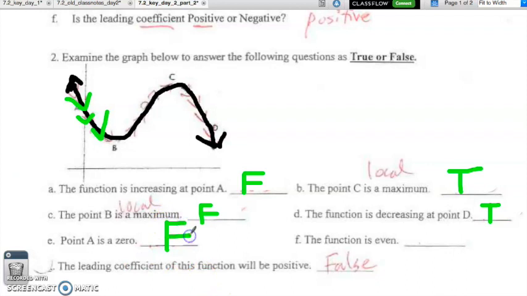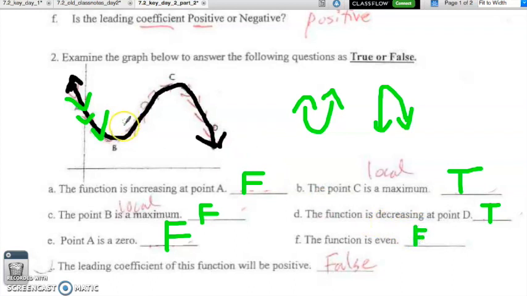Is the function even? Remember, we learned that even functions end in the same direction. So they either end up or they end down. This one starts one direction and ends the other, so it's an odd function, so that's false.